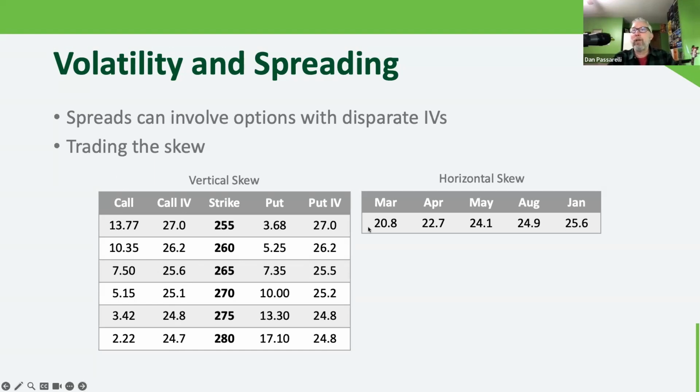In your horizontal skew, this is pretty common. If you want to get really fancy, this is called the contango market, where the further out in time we go, the higher the price gets, right? We don't see numbers like 20.8, 22.7, 14, 35, 62. It's not all over the place. It's kind of a smooth line.